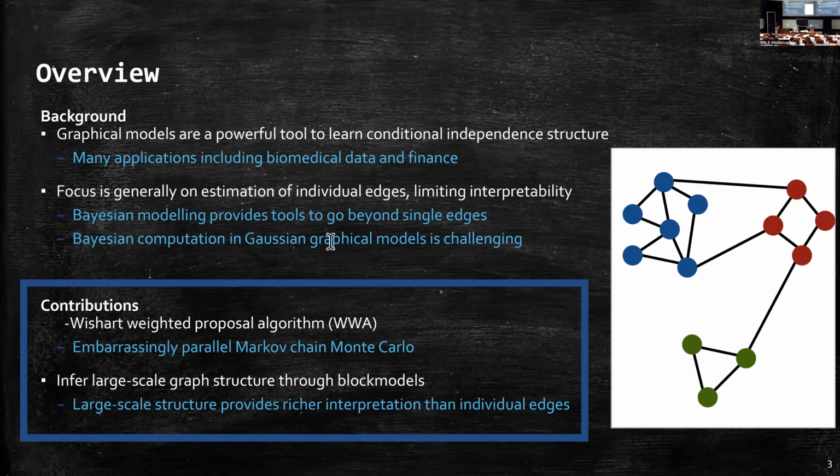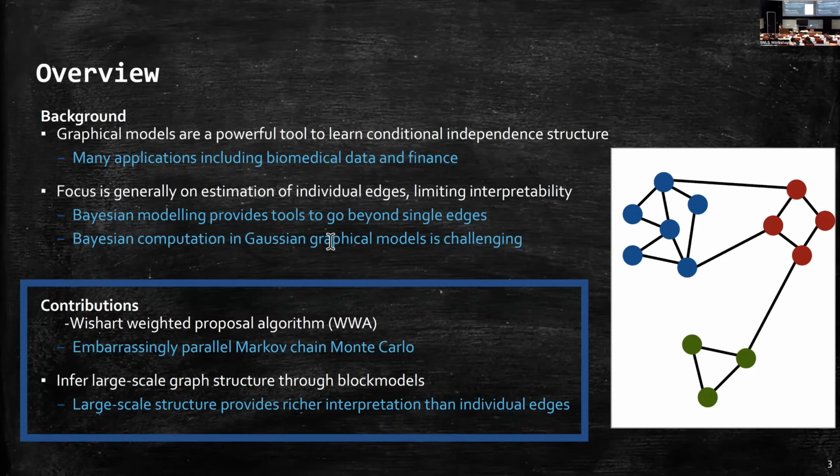Because once you have a set of nodes which are connected in some way, interpretation is easy. So you can think about a gene module for gene expression data, or for example, a metabolic pathway in modern metabolomic data. So at least in the applications I've seen, but I believe also in finance with sectors, the meaning of this large scale substructure from an interpretation point of view is much easier. So these are the two contributions I'm going to go through today.